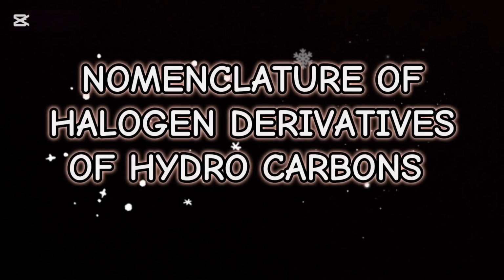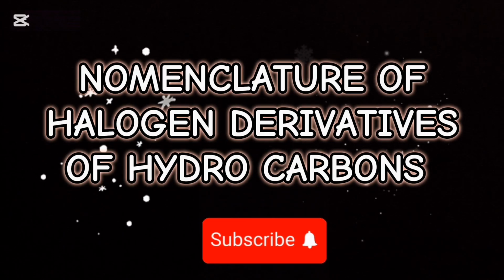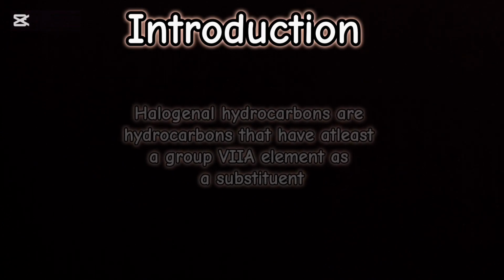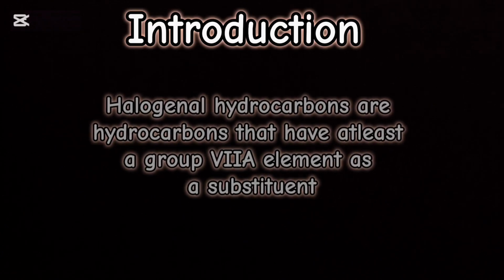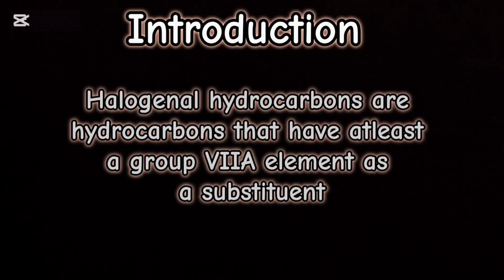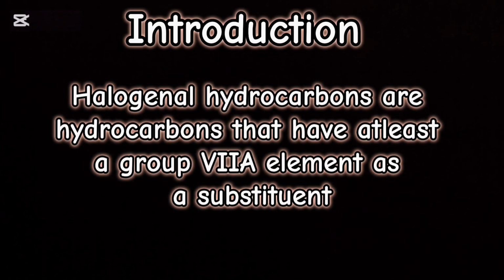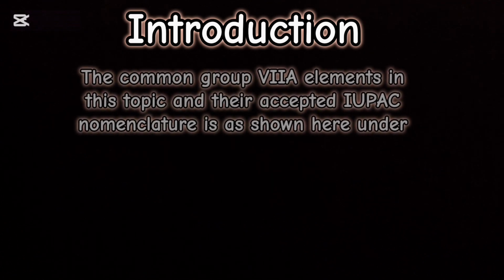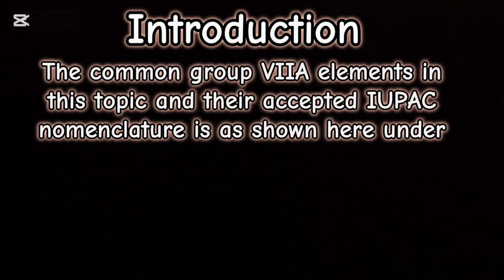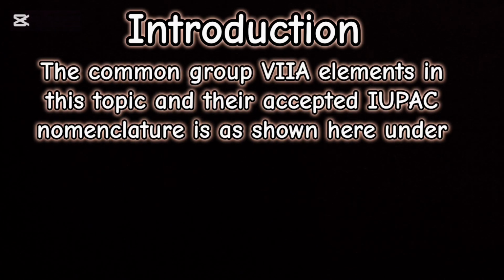Our topic of discussion today is nomenclature of halogen hydrocarbons. What is meant by the words halogen hydrocarbons? A simple explanation is that halogen hydrocarbons are hydrocarbons on whose carbon chain there is at least a group 7A element. Mind you, the group 7A elements that are common in this topic are fluorine, chlorine, bromine, and iodine.